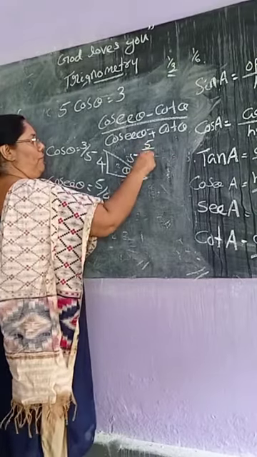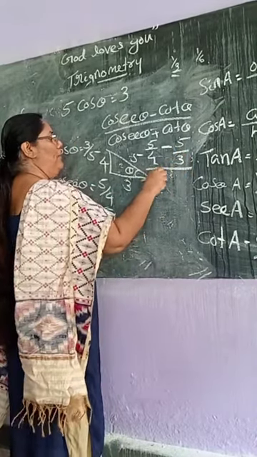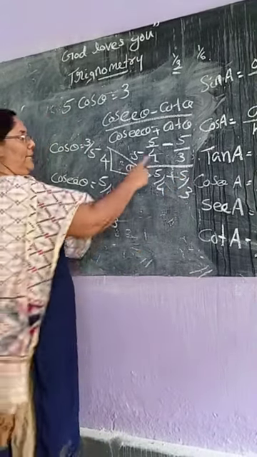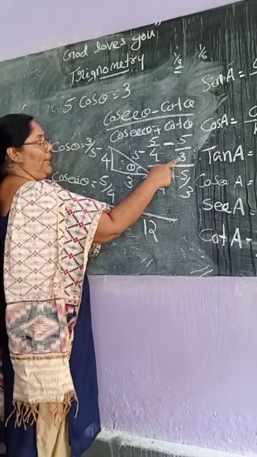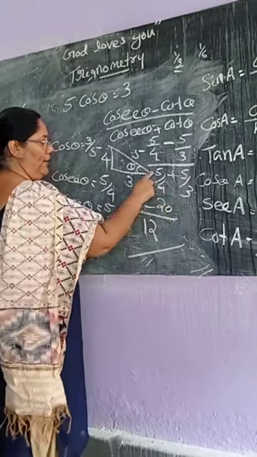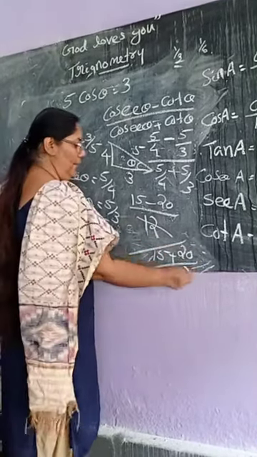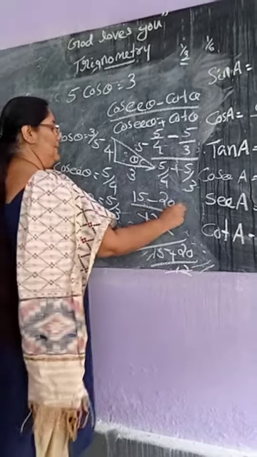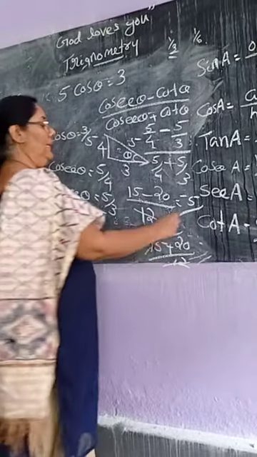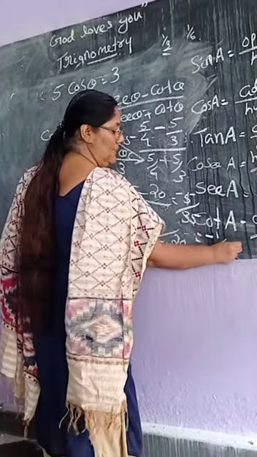Then substitute. 5 by 4 minus 3 by 4, by 5 by 4 plus 3 by 4. The denominators are the same, so they cancel. 5 minus 3 is 2 by 5 plus 3, which is 8. After cancelling, you will get 1 by 4.